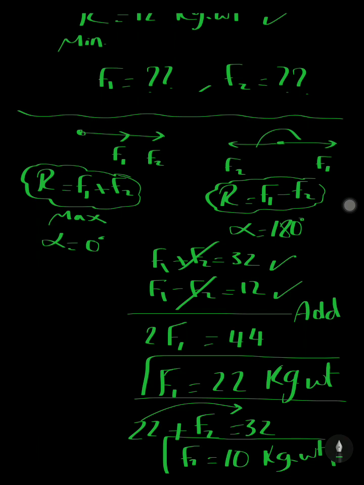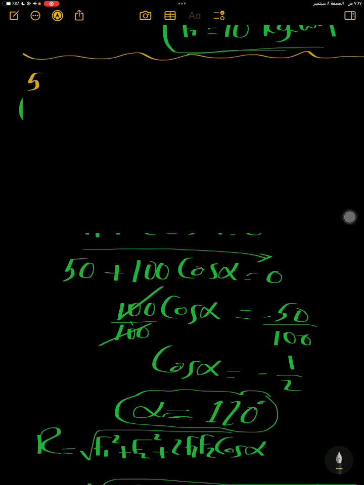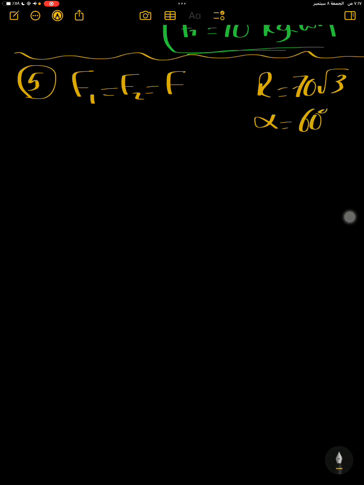If resultant of the two forces, another example, two equal forces, F1 equal F2 equal F. If the resultant of two equal forces is equal 70 root 3 and the angle between them equal 60 degree, we want to find the magnitude of each of the two forces. We want to find F1 and F2.